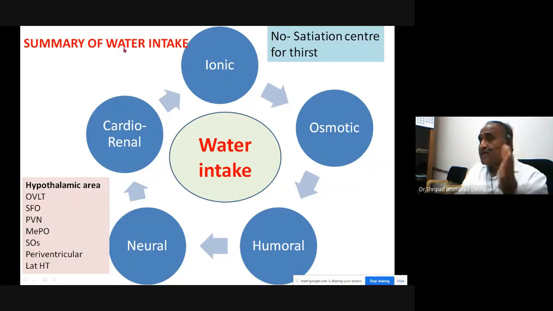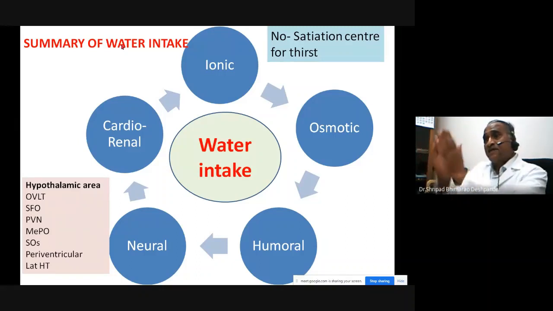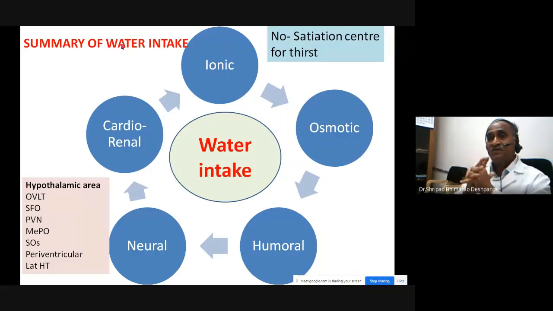Okay. In comparison to the food regulation, in the food regulation, what happens? We have the feeding center and we have the satiety center. Now here we do not have the satiety center, which can stop. So there is no satiation of thirst center.